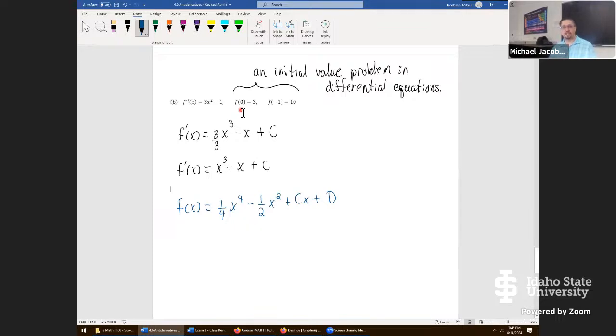It could have been f of 1 is 3, but then we have to solve a system of two linear equations. That's more like linear algebra. So usually there's a bit of a shortcut in some of these problems. Let's start with this one right here.